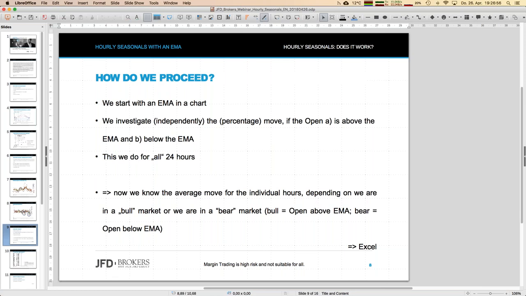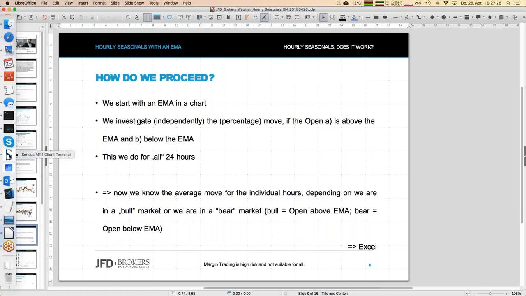The question is at what time of the day and with what EMA we have an edge in the long or short direction. Somebody is already asking what EMA is. It's not the EMA period, it's just the EMA itself. EMA stands for Exponential Moving Average. That's the abbreviation, and you find it within any chart software.